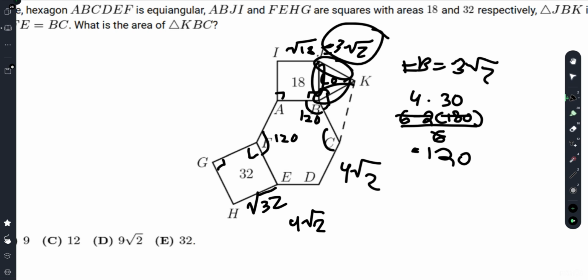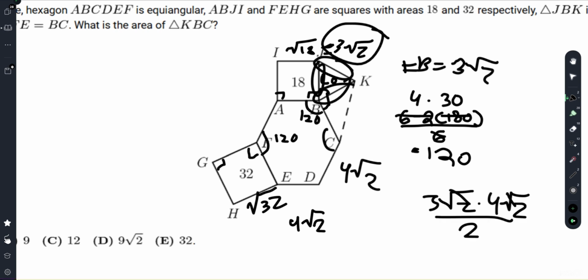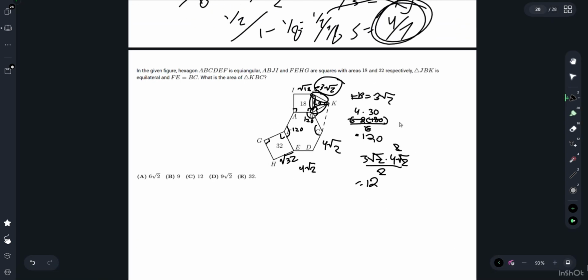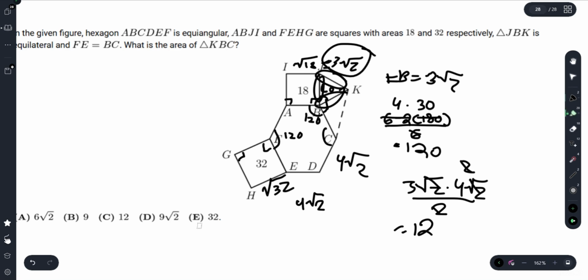Now if we want to find the area of the triangle, we can just multiply the two sides because it is a right triangle. So the base times height. So it's 3 root 2 multiplied by 4 root 2, and we have to take that over 2. 2 root 2's make 2. We could cancel, so that leads 12 to be the area of KBC. So that would be answer choice C.